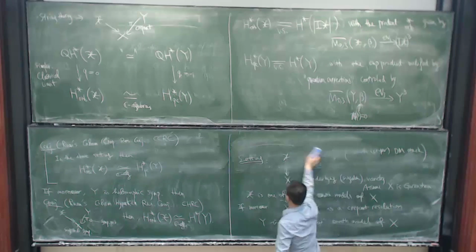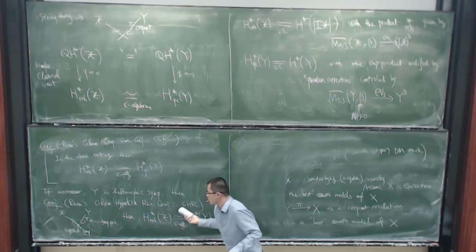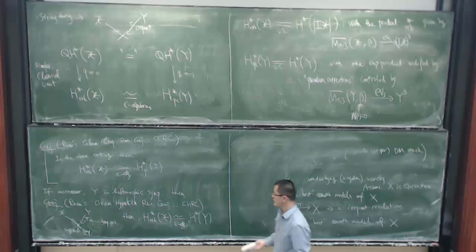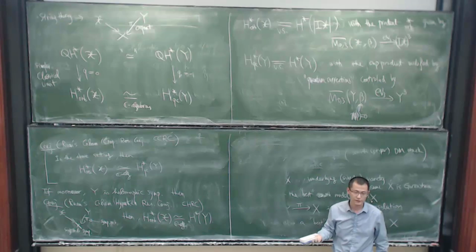Now the question is, do we get a more geometric explanation of this isomorphism? Namely, can we lift this kind of isomorphism to motives, to Chow, to K-theory?